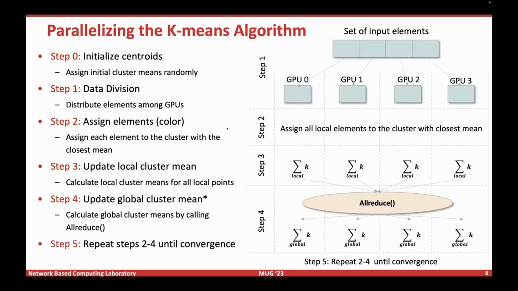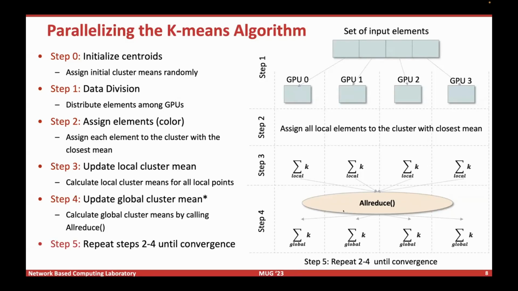So here is a high-level overview of the k-means algorithm. We are basically given a set of input elements, and then we divide these into however many processing elements are available to us. After that, each GPU will perform some local computation. For example, in a typical k-means, each GPU will calculate the mean of the local elements. And once we have the mean of the local elements, we'll perform an all-reduce operation to come up with the global result.